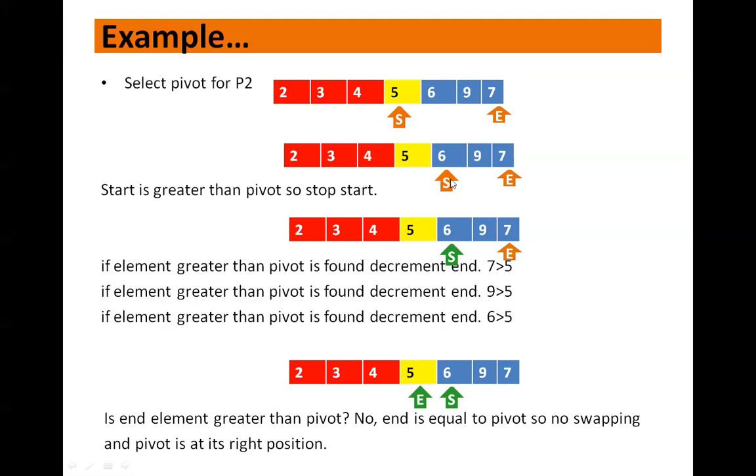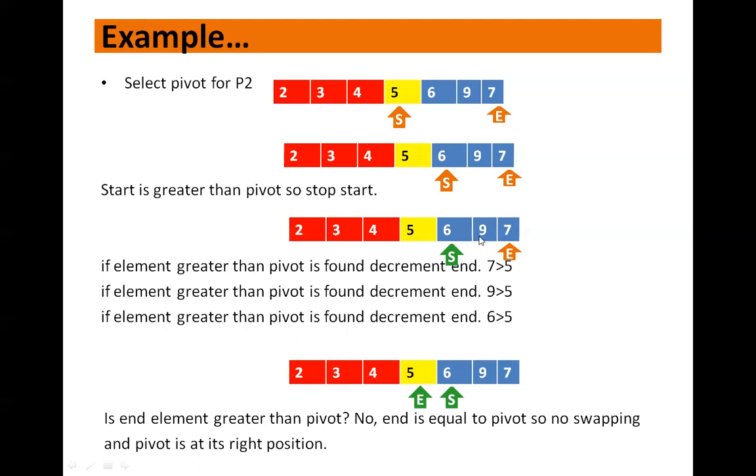Now again, you compare the value of the start pointer and pivot. If the value is less, then you increment the start pointer. But right now the value is not less because 6 is greater than 5. That is, the start pointer value is greater than the pivot. So you freeze the pointer, right? That means no more increment will be done on the start pointer. Now look at the end pointer. We check whether it is greater than the pivot value. Now 7 is greater than 5. So you decrement the end pointer.